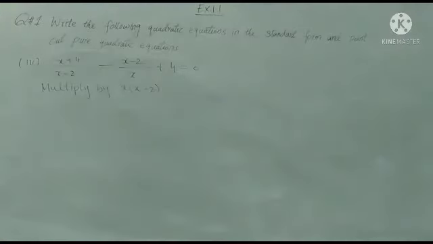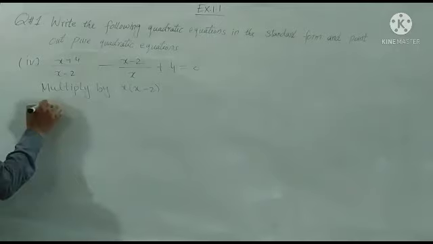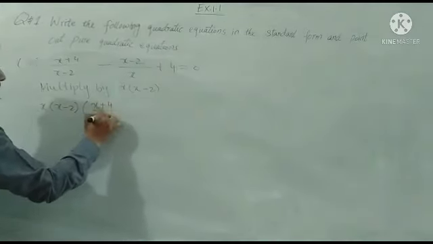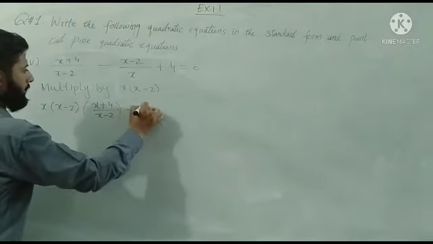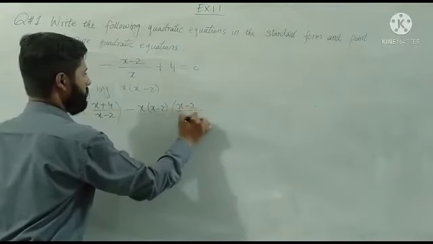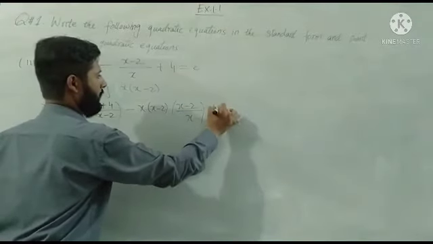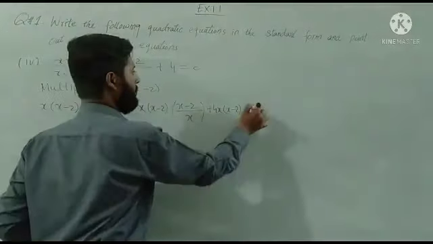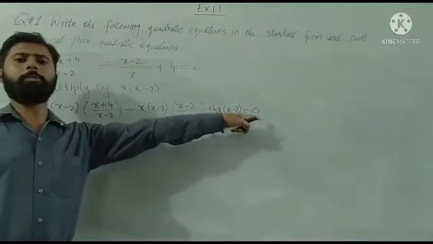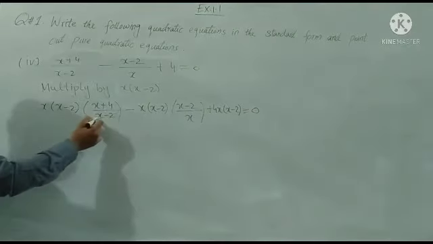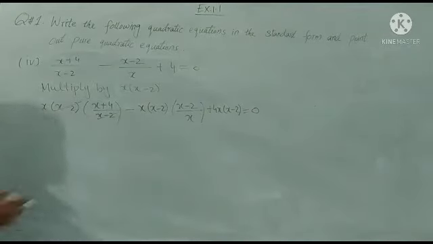So when we multiply it by x into x minus 2, we will write here x into x minus 2 into x plus 4 over x minus 2, then minus x into x minus 2 multiplied by this value x minus 2 over x, plus 4 x into x minus 2 is equal to 0. We are writing here 0 because when we multiply anything with x into x minus 2, the answer will be 0. This x minus 2 will be cancelled with x minus 2. This x will be cancelled with x.